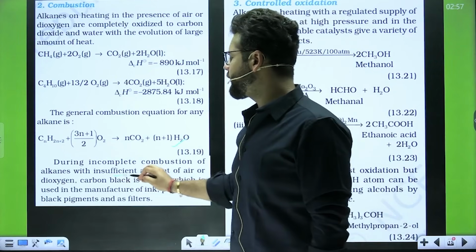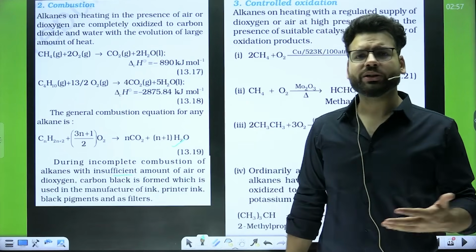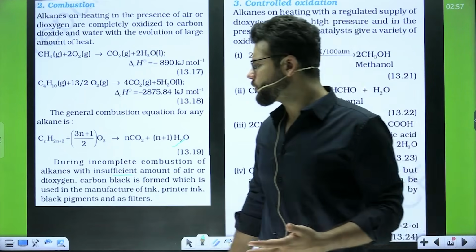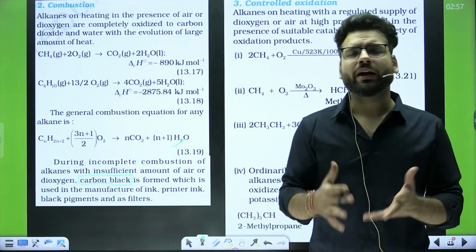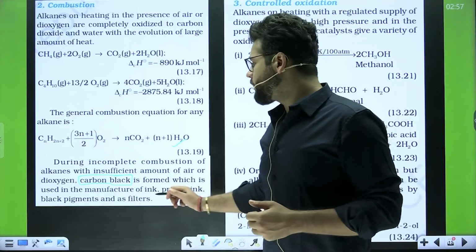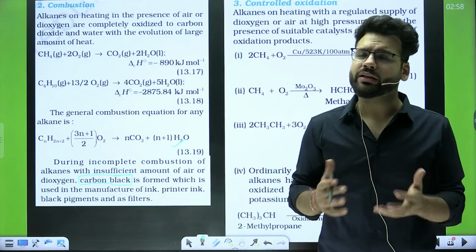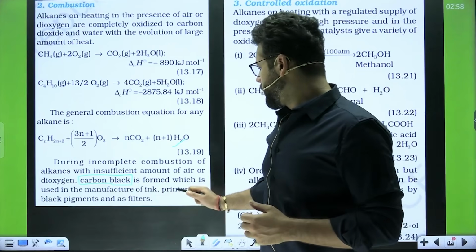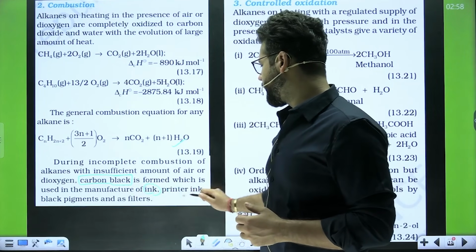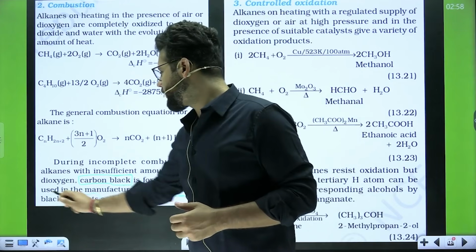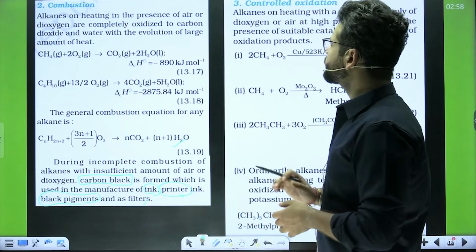If we give an insufficient amount of oxygen, then incomplete combustion will happen, which is going to produce either carbon black, which is the sooty flame or the black fumes that you see, or even carbon monoxide also gets formed, which is a very dangerous and harmful gas. Carbon black is used in inks, printer inks, and black pigments like shoe polish, and as filters, right?